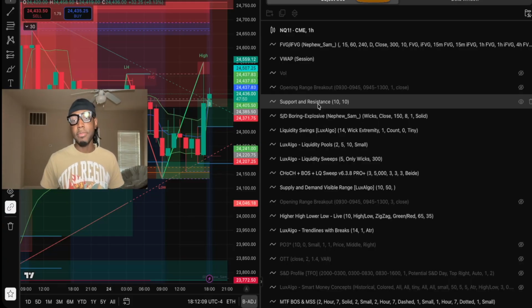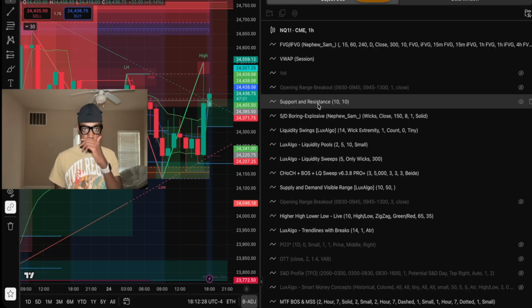Support and resistance with the mean reversion strategy. I don't really use it like that. I don't really use support and resistance. I used to, but not as much as I do now. If it's there, it's there. If it's not, it's not. The main ones that I really use are the higher lows and the higher highs, and the lower lows and the lower highs.